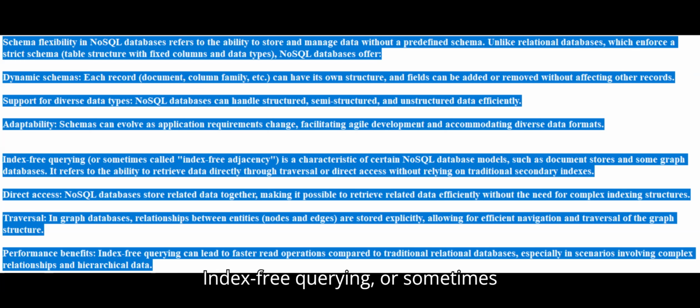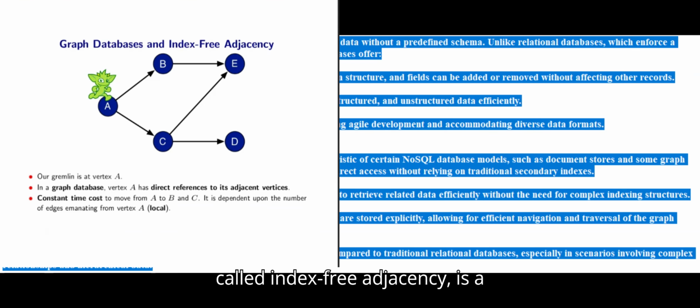Index-free querying, or sometimes called index-free adjacency, is a characteristic of certain NoSQL database models, such as document stores and some graph databases. It refers to the ability to retrieve data directly through traversal or direct access without relying on traditional secondary indexes. Direct access.